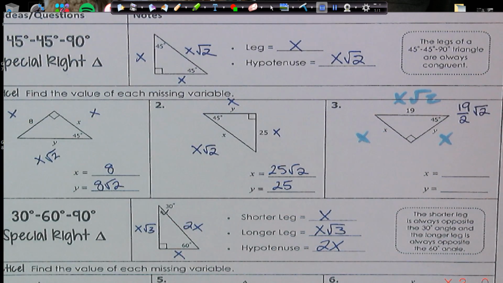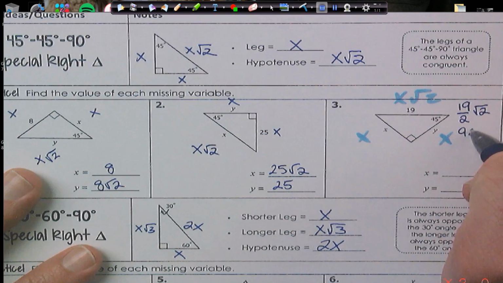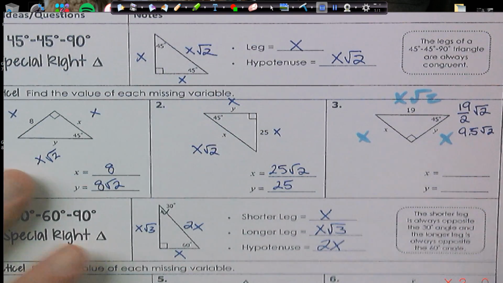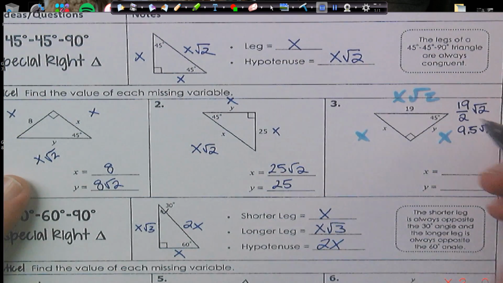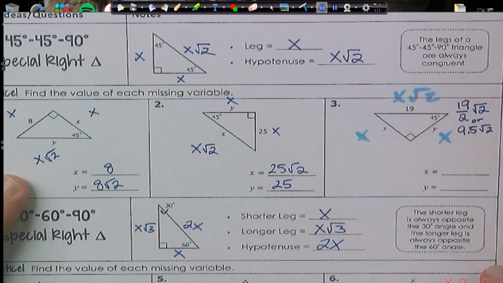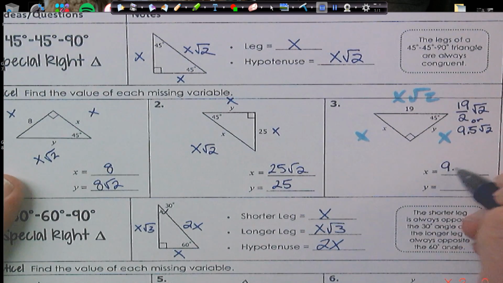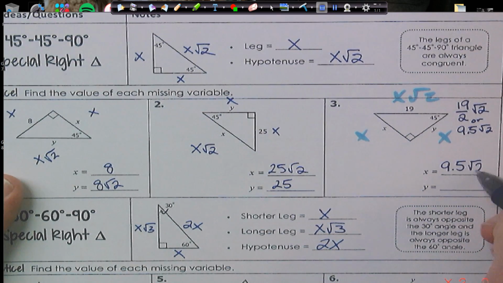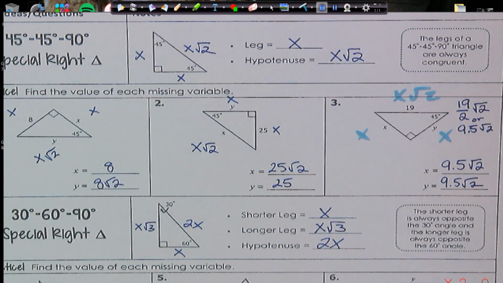Now here's our problem. 19 is not divisible by 2, so I can leave it like that, or I can convert this into I think 9.5 rad 2. I don't usually like to do decimals like that, so we can do either or for this. For simplicity, since I don't have a lot of space, I'm going to actually do the decimal here. So 9.5 rad 2, 9.5 rad 2. Notice I have yet to pick up a calculator at all for any of these problems.